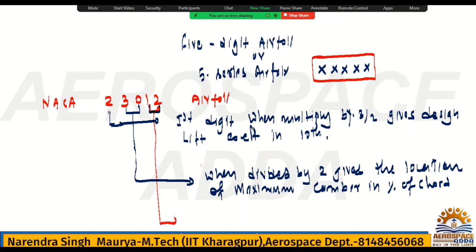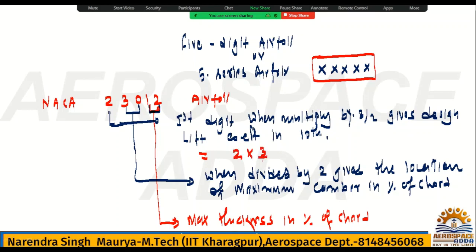Okay, it will give maximum thickness in percentage of chord. Now we'll check the calculation. What calculation will we do? See, the first digit will give the lift coefficient once you multiply it by 3 by 2, and that lift coefficient will be in 10th. So the first digit is 2 multiplied by 3 by 2, it is in 10th, means 1 by 10. What do you get? Check. You get 0.3. Alright, this is the meaning of the first digit.